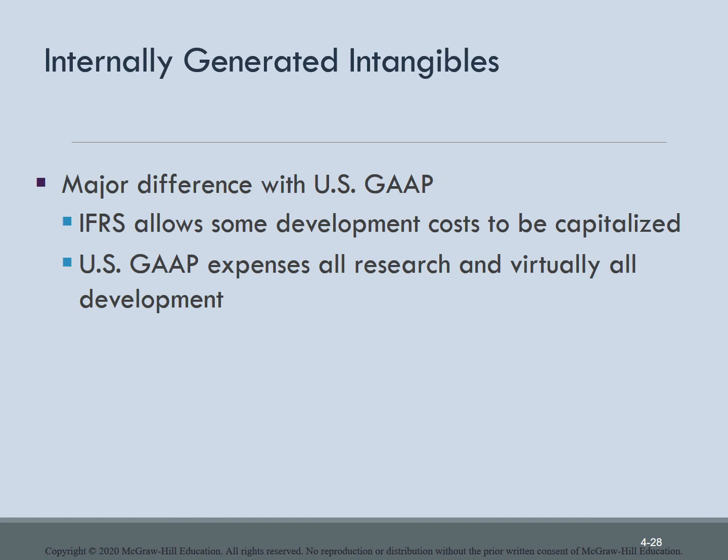Now, major differences with US GAAP. IFRS allows for some development costs to be capitalized, where US GAAP expenses all research and virtually all development. There is an exception for software cost under US GAAP, but for the most part, we expense all R&D.